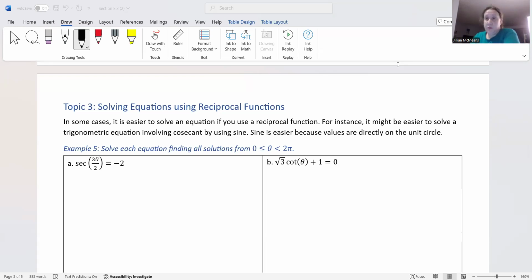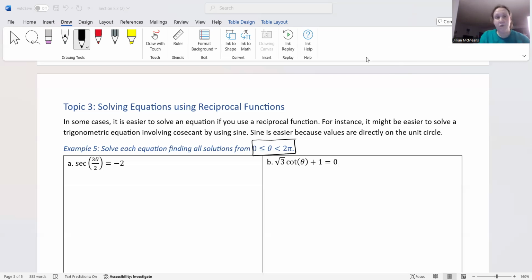The reciprocal of sine is cosecant. The reciprocal of cosine is secant. And the reciprocal of cotangent is tangent. And we tend to like those, especially sine and cosine, because those we can go directly to the unit circle and they're easy values to see. Tangent's a little more work, but we're good. We got this, okay? So example 5 says solve each equation, finding all solutions from 0 to 2 pi.